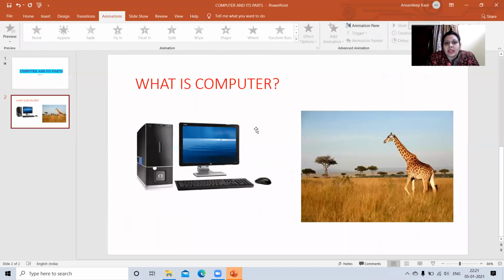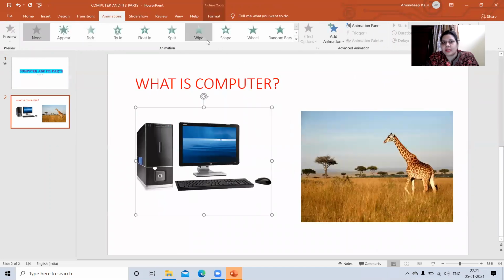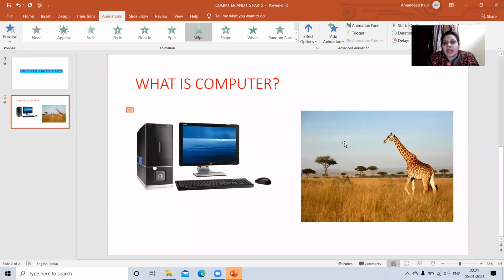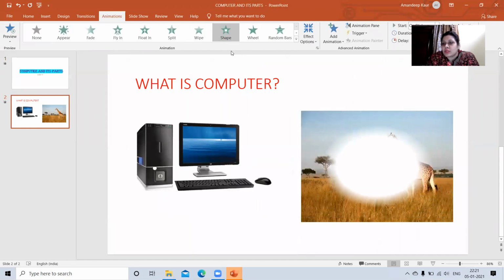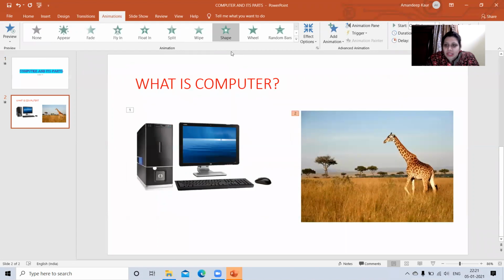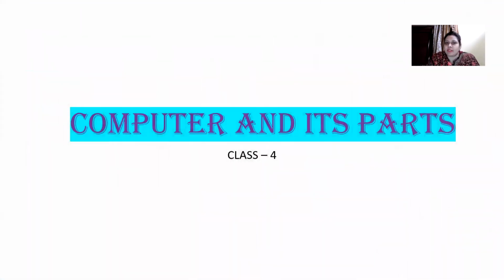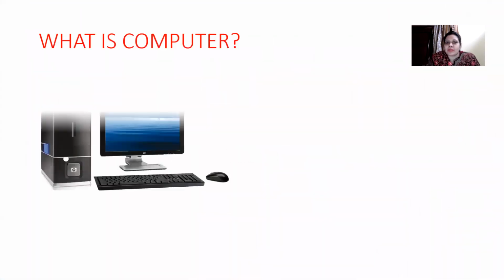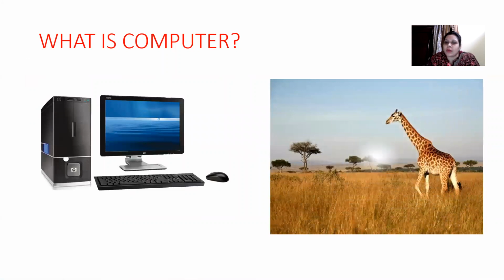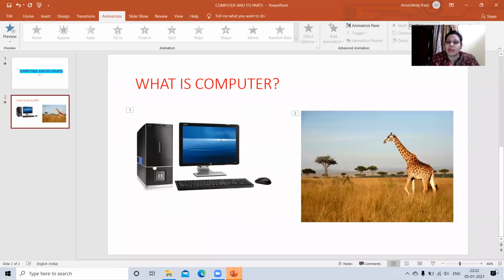Animation means that all of these elements will have some effects. Like, I'll give a Wipe to this, and then I'll give a Shape to this. I'm not going into that much detail because this is not in our syllabus, but as it is a very interesting part of PowerPoint, I do want to tell you that you can try this also, so that you can have beautiful effects in your presentation. Now let's try the slideshow and see how our effects come. See how it came. So this is how the effects come. Is it clear, children?